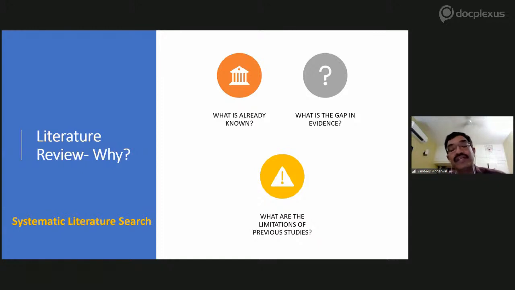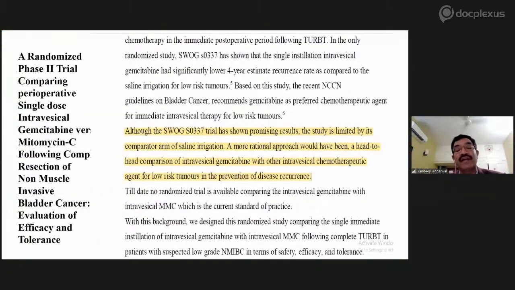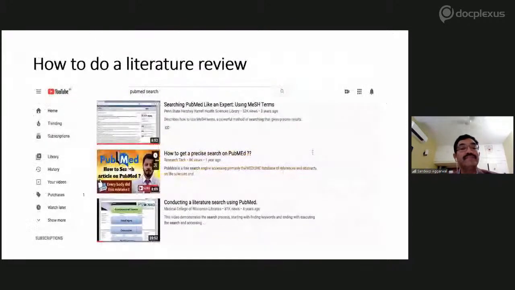So if you do a good literature search, you know what mistakes other studies have made, and you want to correct that in your current study. Based on this, they could say that till date, no randomized trial is available comparing this chemotherapy with that chemotherapy. And that's how this study becomes unique. When they write it, it clearly shows it's original work that has something to say.